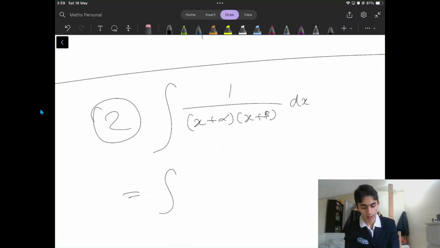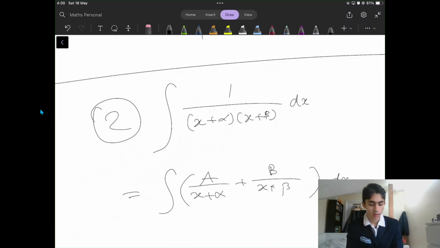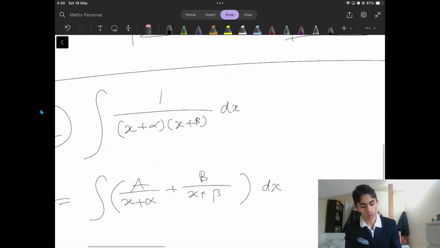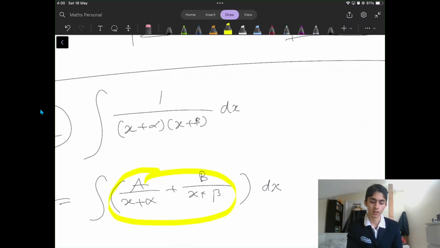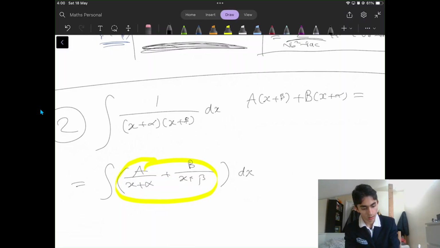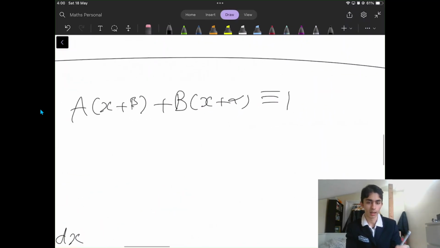This can be written as capital A over x plus alpha plus capital B over x plus beta, right? That's just the partial fractions integral technique. And if you cross multiply and find a way to make these have a common denominator, you can eventually derive that A times (x plus beta) plus B times (x plus alpha) is going to be equal, like an identity, to 1 for all x values, right?